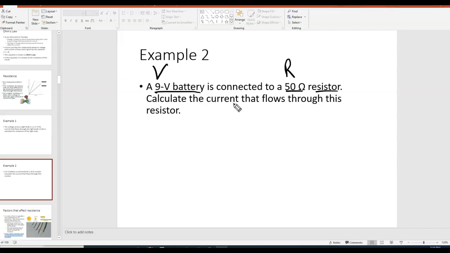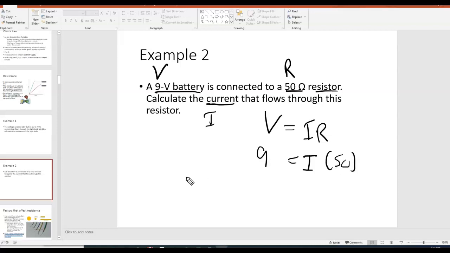And we're asked to calculate the current that flows through this resistor. So we have Ohm's law, V equals IR. I have identified my givens. I plug those in. 9 volts. I'm looking for I, that's my current. R, the resistance, is 50 ohms. That's given right here. So there's my 50.